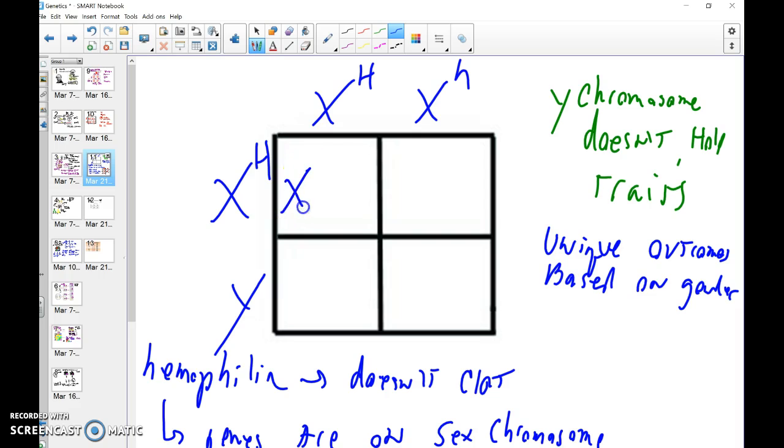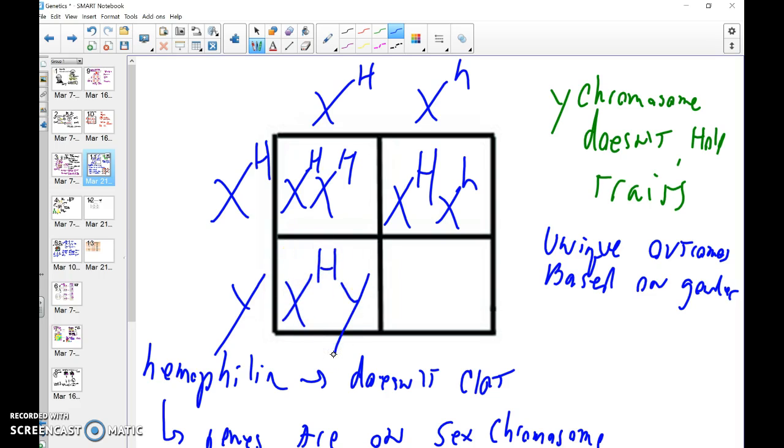And so what this does is this creates a female outcome that is homozygous dominant. It creates a female outcome that is heterozygous. It creates a male outcome that is phenotypically normal blood, because it's only one allele, so I wouldn't use terms like homozygous and heterozygous. And it creates a male outcome that is phenotypically a hemophiliac. And this is what you see right here: males have a greater chance of ending up with the disorder because they have no way to hide it, since they have only one copy of the allele.